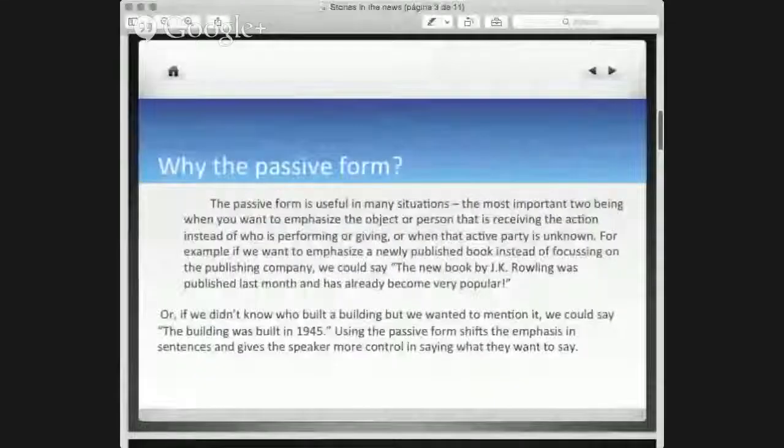So first I'm going to share a slide about why the passive form is important. So why the passive form? So it's useful in many situations. The most important two are when you want to emphasize the object or person receiving the action instead of who is performing or giving the action. So for example, if you want to talk about a building, but you don't want the emphasis to be on the architect or the constructor or the people that built the building, you can say the building was built, the building was completed. It's a good way to shift the focus.